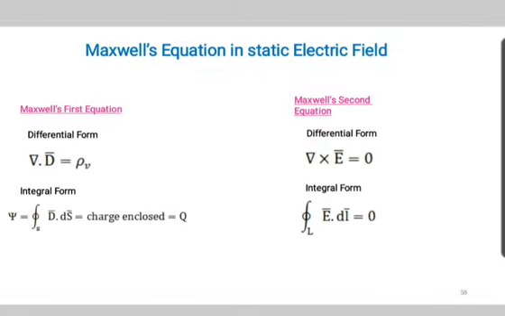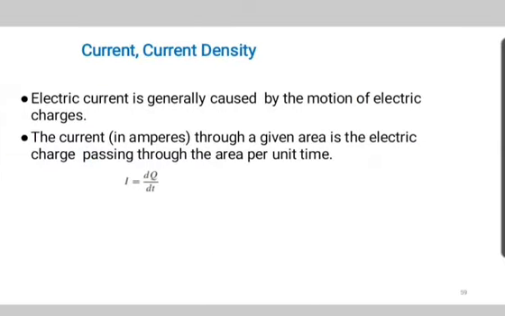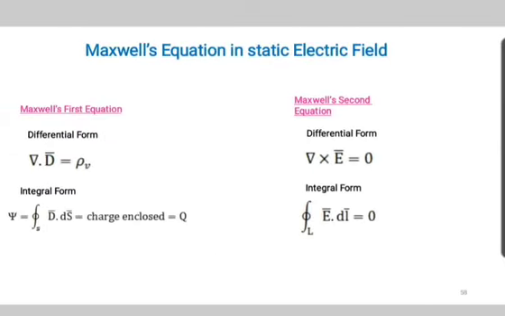So here is a summary of Maxwell's first and second equation. In differential form, del dot D bar is rho v. Maxwell's second equation in differential form is del cross E bar is 0. In integral form, the first equation, integration D bar dot ds bar is charge enclosed, that is Q. In integral form for the second equation, integration E bar dot dl bar is 0. So these are Maxwell's equations.